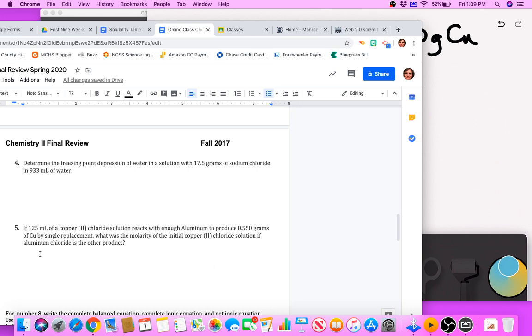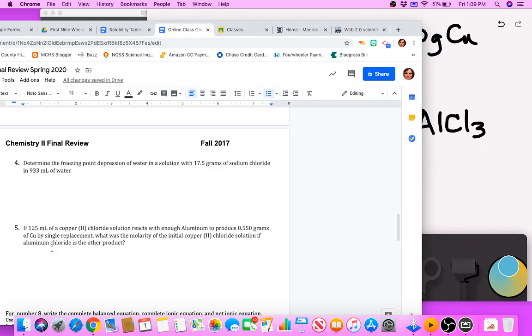And if the other product is aluminum chloride. So again, aluminum is +3, chlorine is -1. So if aluminum is +3 and chlorine is -1, then the formula for aluminum chloride is AlCl3. Again, it's important to make sure that we have our reactants and products correct.